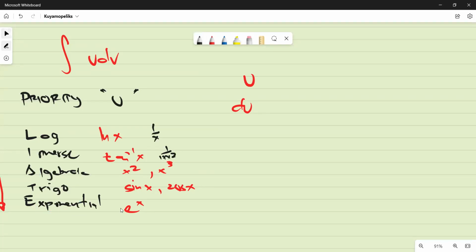Kaya huling-huli sa exponential kasi 'di ba ang derivative ng e raised to x is still e raised to x, so walang nangyari. Parang ganoon siya, 'di ba? Si sin x, cosine x naman most of the time paulit-ulit siya, nagiging sin, nagiging cosine, nagiging sin, nagiging cosine, or you need to use identities para mabago siya.